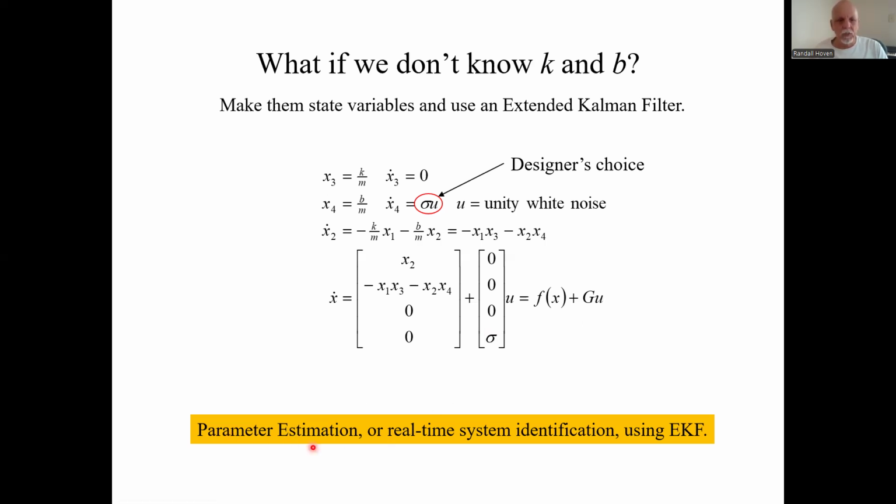When we do this, that can be called parameter estimation. We're estimating the parameters of our system. Normally we consider them parameters. Now they're state variables. Or I could call it real-time system identification. We're trying to figure out what the K and the B are, and do that in real time.